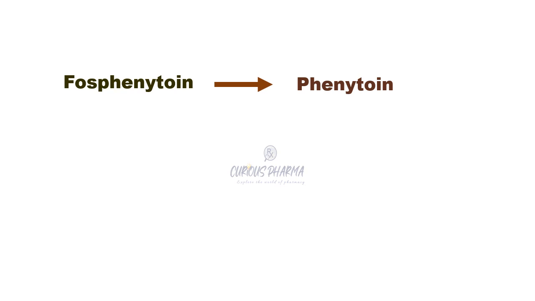Fosphenytoin is a prodrug of phenytoin, which means that it is converted into phenytoin in the body. Phenytoin is an anti-epileptic medication that is used to control seizures in patients with epilepsy.